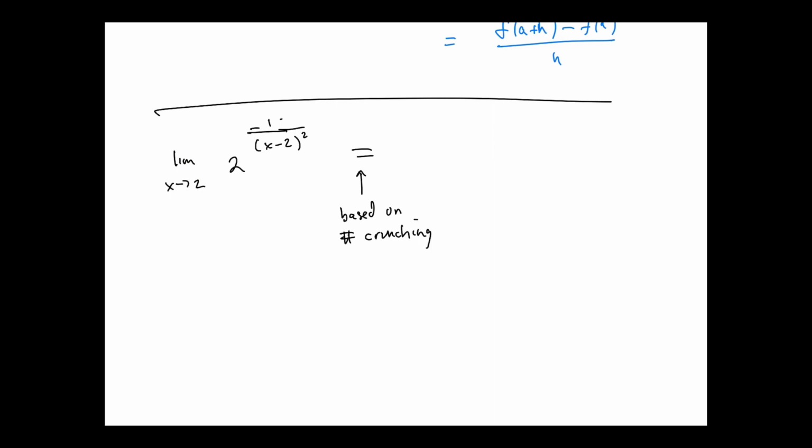So x is approaching something, in this case 2, because that's the point where things look like they're going to be weird. And then what do the y values approach, or seem to approach? They seem to approach 0. So we would guess this based on our number crunching. Does that seem reasonable?